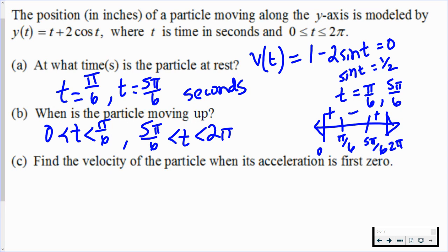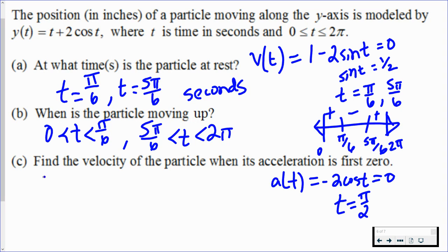Next one, find velocity of the particle when its acceleration is first equal to 0. A lot of times you'll see these with designating when it's first equal to 0, because remember, trig functions are periodic, so they're going to repeat solutions. Let's find acceleration, which would be the derivative of velocity. Derivative of 1 minus 2 sine of t is going to be negative 2 cosine of t. Let's set that equal to 0. So we're looking for where cosine is equal to 0. The first time that happens on our interval 0 to 2 pi is at pi over 2.